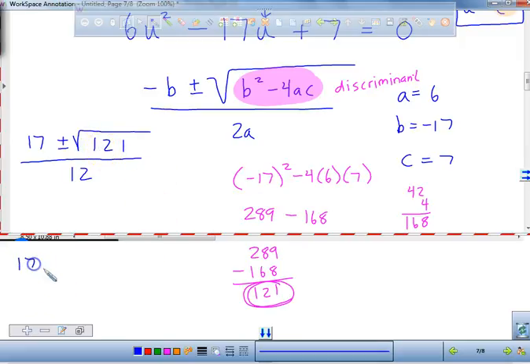So here's how we separate our two answers. Right? 17 plus 11 over 12. And 17 minus 11 over 12.